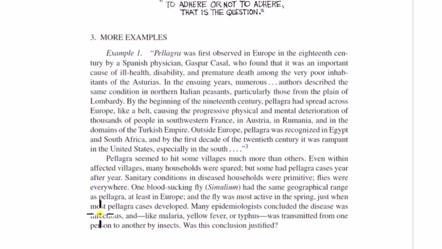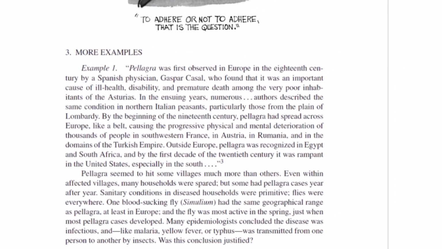Again, this is an observational study. They're just looking at the raw data. There's no experiment here. Do you see the difference between an observational study and a controlled experiment? Okay, so is the conclusion that the disease is transmitted by insects justified?